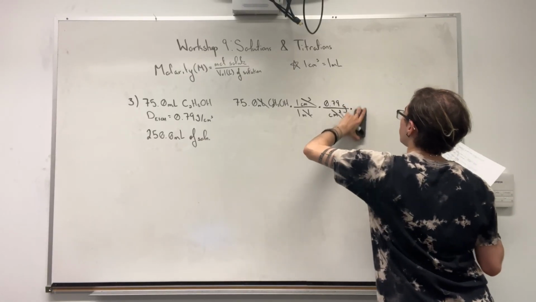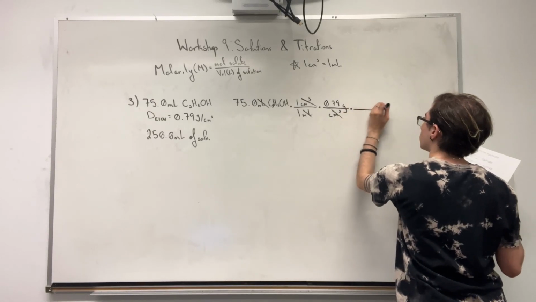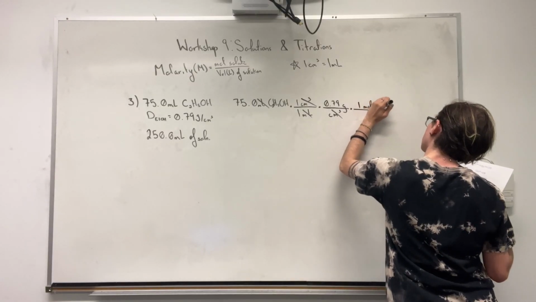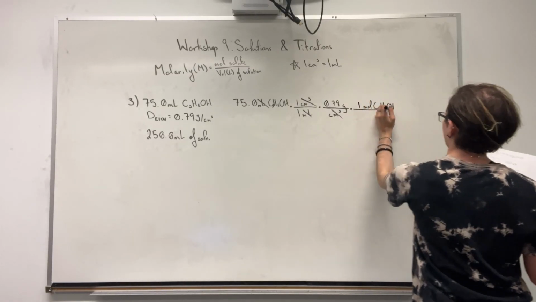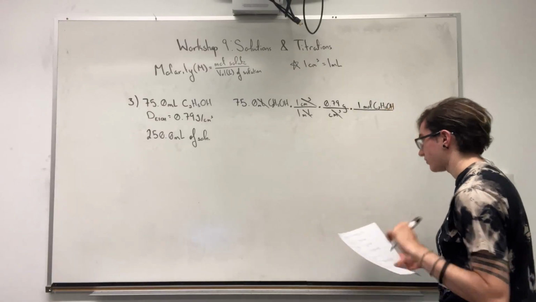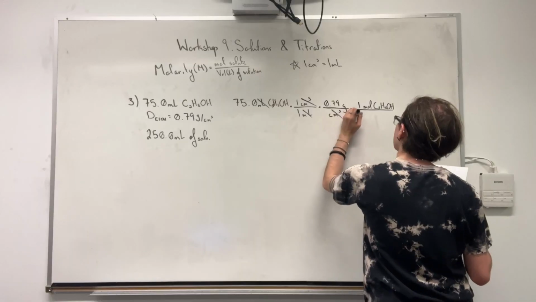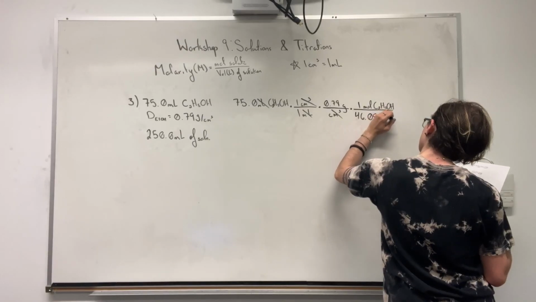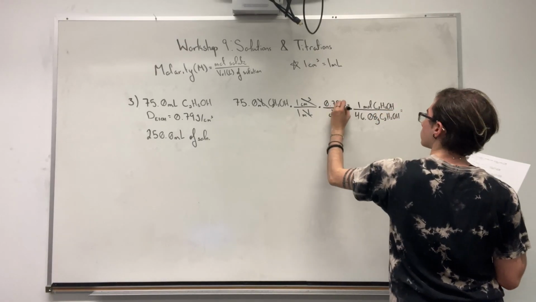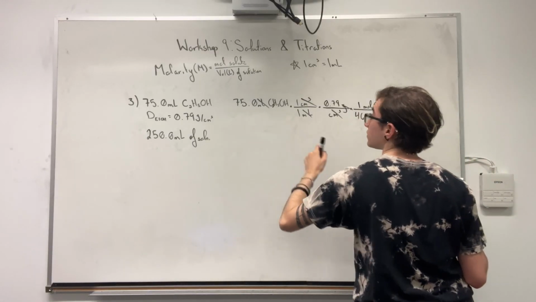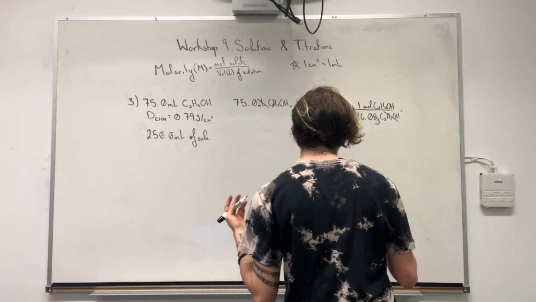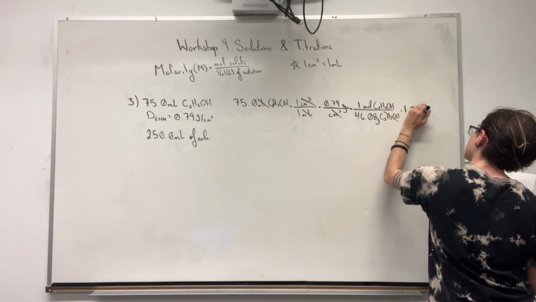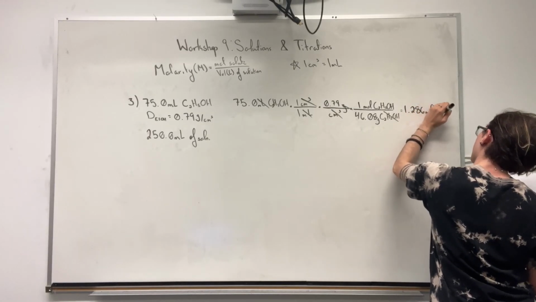We don't want grams, we want moles to actually solve for molarity. So 1 mole of ethanol on top, so we can have our unit in moles, because we want grams on the bottom, so it will cancel out. The molar mass of ethanol is 46.08 grams. And so in this specific solution, if we have 75 milliliters of ethanol, that means we have 1.286 moles of ethanol.